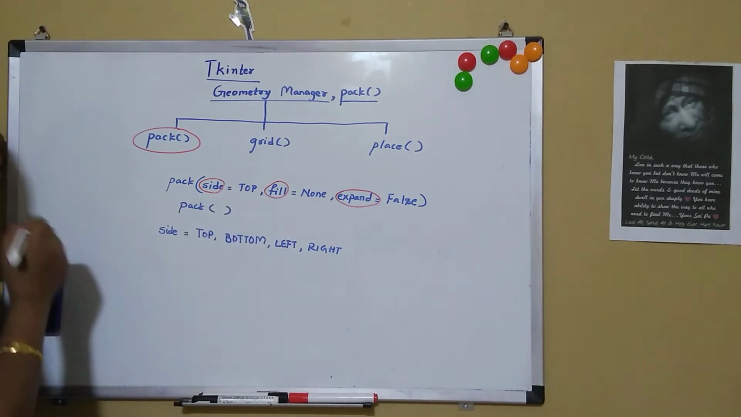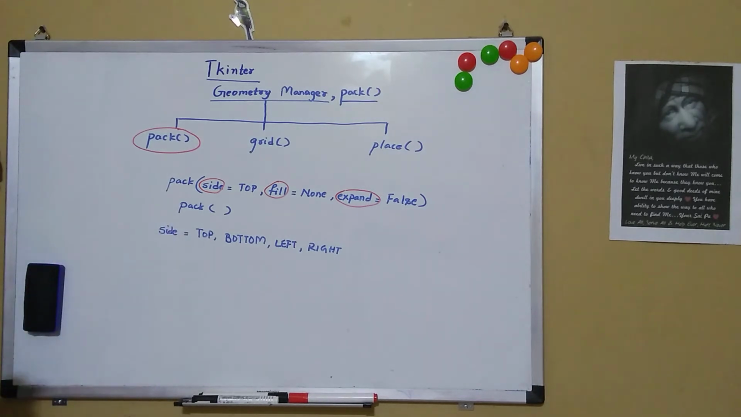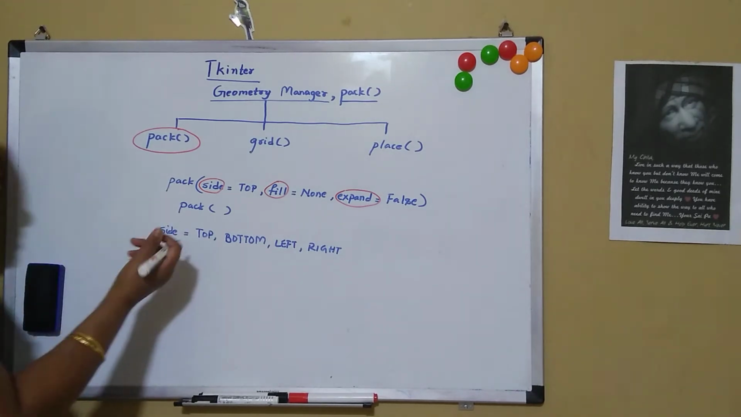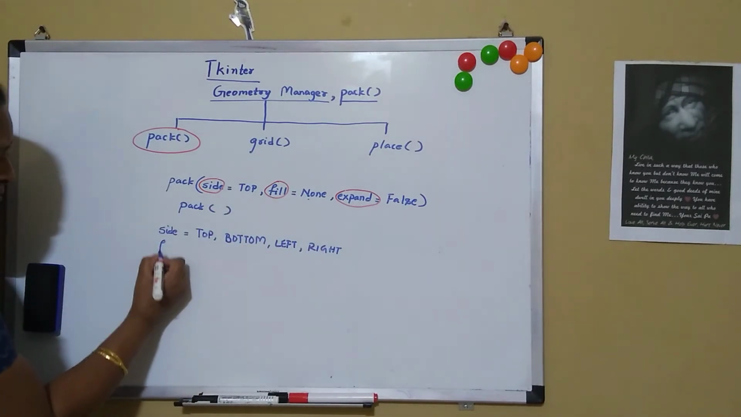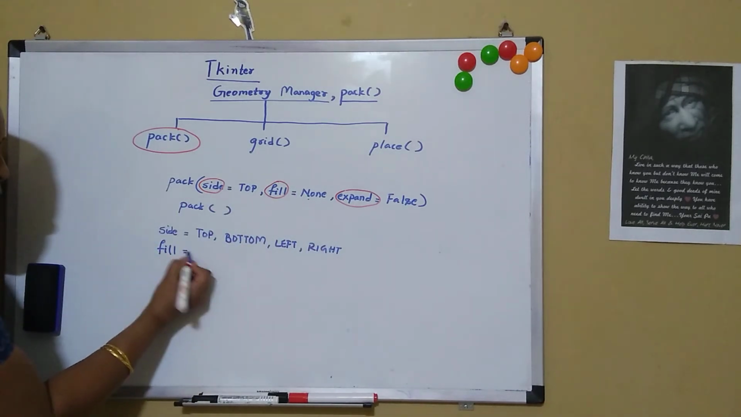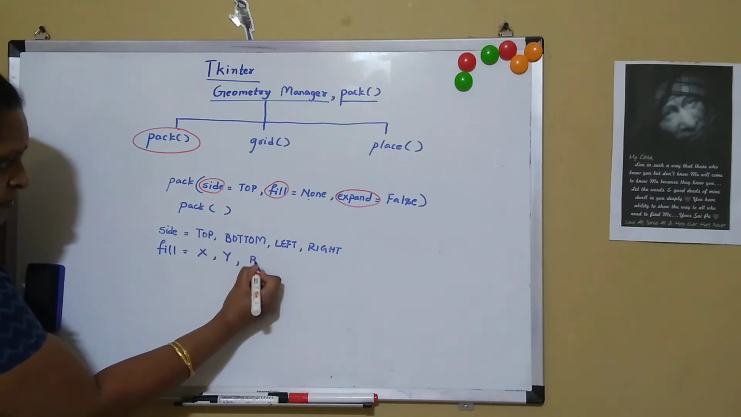And fill will fill the widget in the horizontal direction, vertical direction or both directions. So by default, the fill value is none. But what are the other values which it can take? It can take X, Y or both.